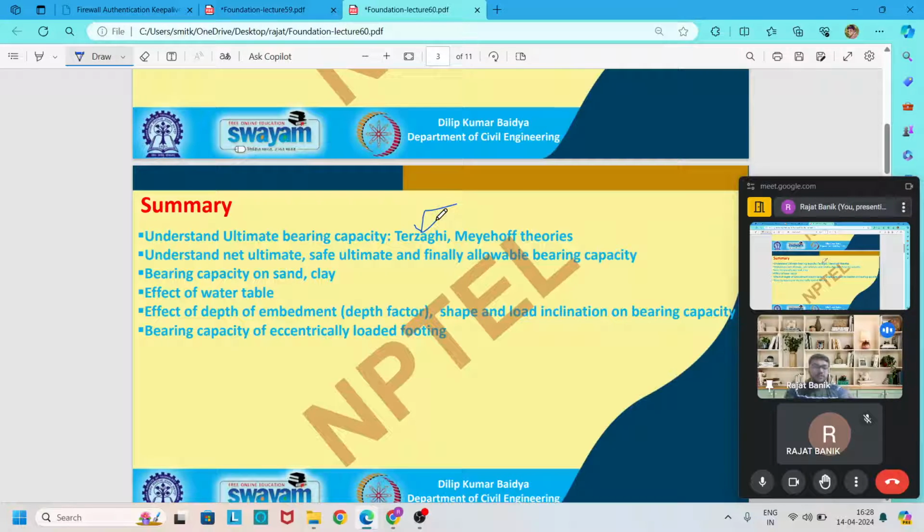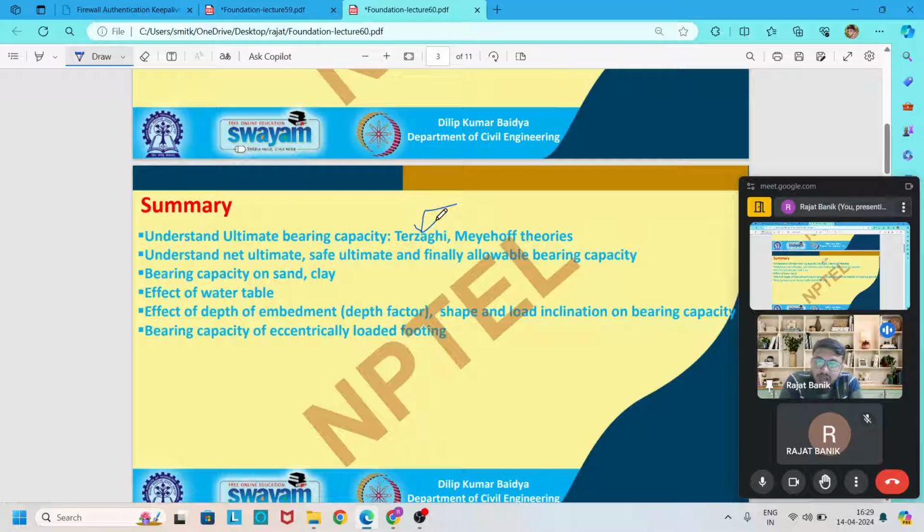Then this bearing capacity formula is modified by different scientists and researchers like Meyerhof. Also, in this bearing capacity formula we study the different types of bearing capacity factors Nc, Nq and N gamma, which depend on phi of the soil. We study all of this. Then we also understand the net ultimate bearing capacity, safe ultimate bearing capacity, and finally allowable bearing capacity also.